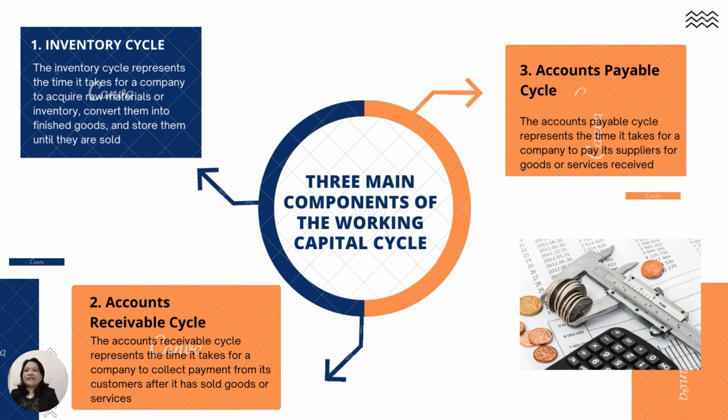First, the inventory cycle. This refers to the time it takes for a company to convert raw materials into finished goods and then sell them. It starts with the purchase of raw materials, followed by the production process, and ends when the finished goods are sold.